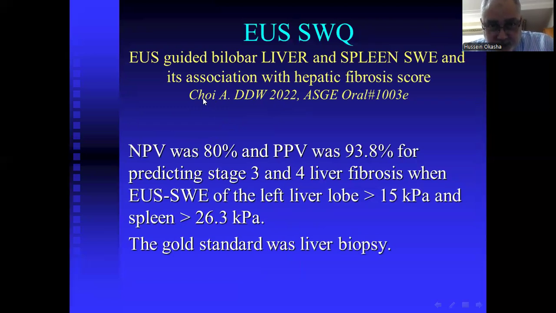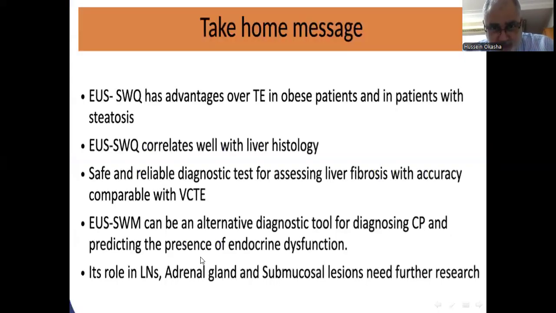In 2022, Shaw et al. studied the EUS-guided lobar liver and spleen shear wave elastography and its association with hepatic fibrosis score. They found that the negative predictive value was 80% and the positive predictive value was 93% for predicting stage 3 and 4 liver fibrosis when the endoscopic ultrasound shear wave elastogram of the liver lobe is more than 15 kilopascal and the spleen is more than 26.3 kilopascal. Here, the gold standard in this study was liver biopsy.